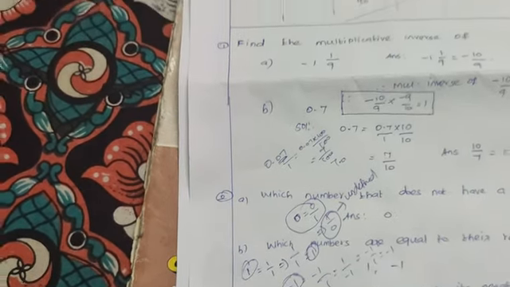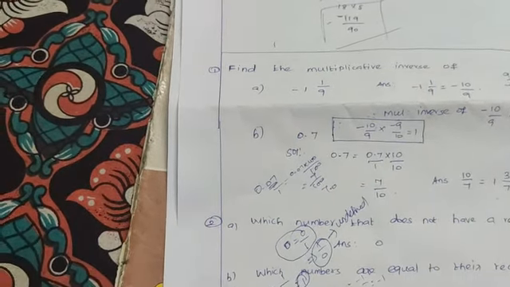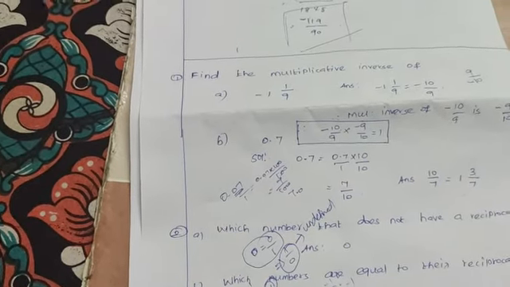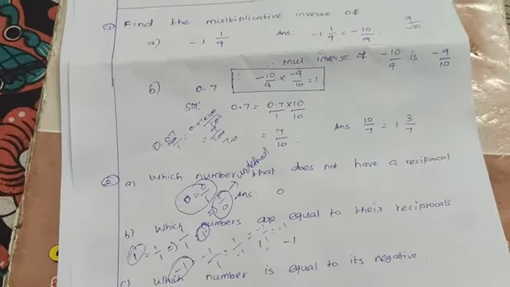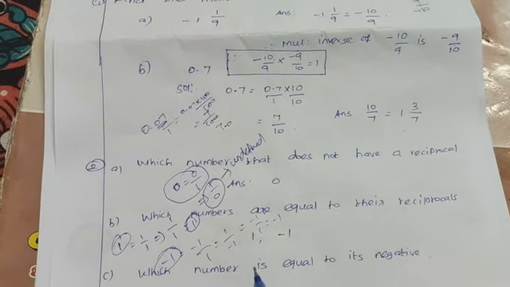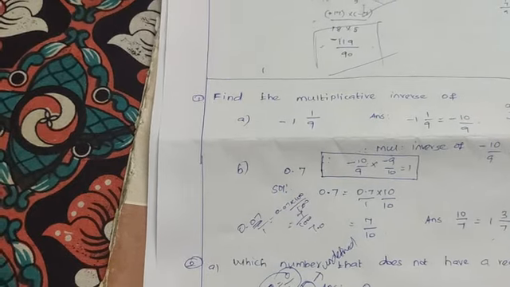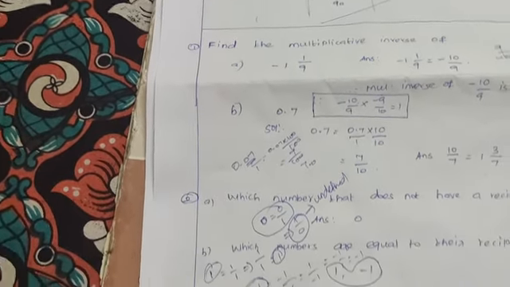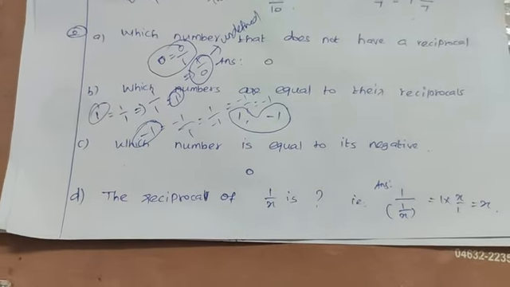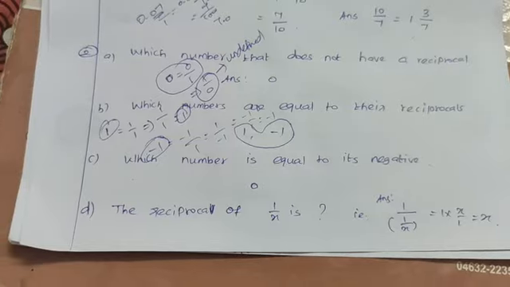So the reciprocal of 1 is 1 and the reciprocal of minus 1 is minus 1. Which numbers are equal to their reciprocals? Answer: 1 and minus 1. Right, 1 and minus 1. Next, which number is equal to its negative? 0 is neither positive nor negative.